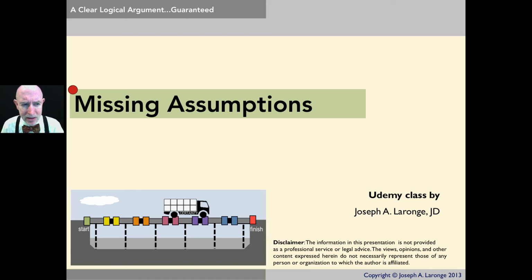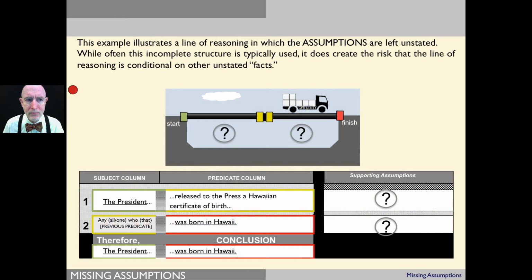Hi, welcome back. In this segment, we're going to talk about missing assumptions. As you can see here, this example illustrates a line of reasoning in which the assumptions are left unstated. So the linked premises are all there, but the supporting assumptions aren't stated. Now, this is not an uncommon way to express an argument. It does create a risk that the argument that you've constructed can be conditional in ways that you're not sure.